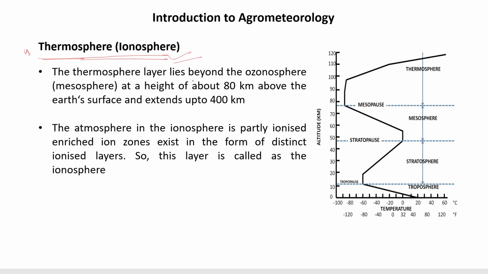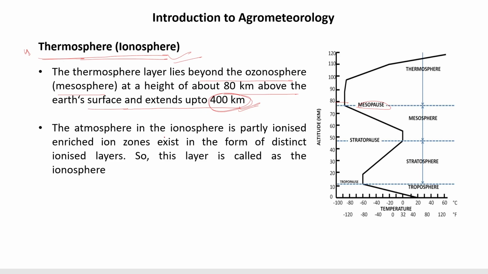The thermosphere layer lies beyond the ozonosphere or the mesosphere at a height of about 80 kilometers above the earth's surface. So till 80 kilometers we have the mesosphere, and there is a mesopause. Above that layer there is a layer called the thermosphere, and it extends up to 400 kilometers. That is the thermosphere or ionosphere.